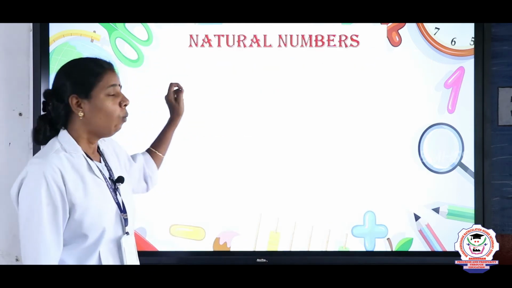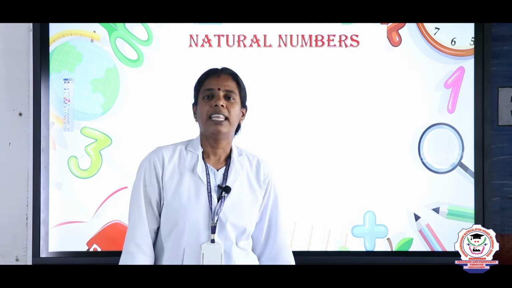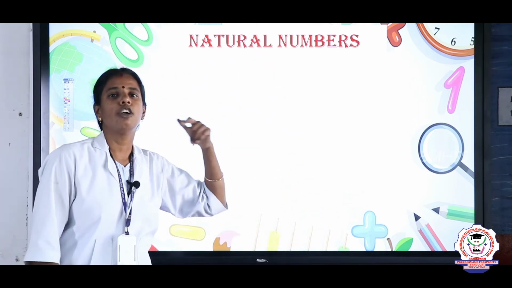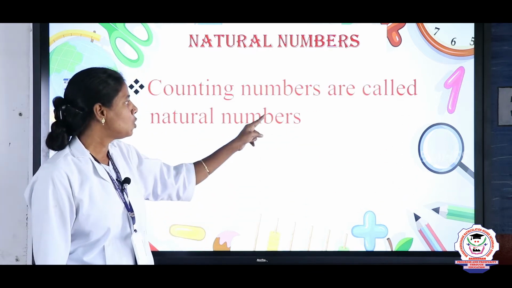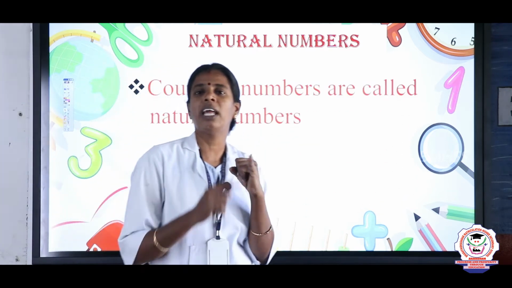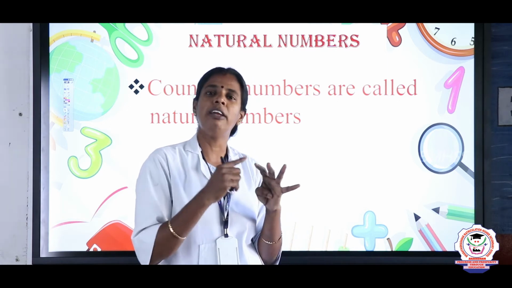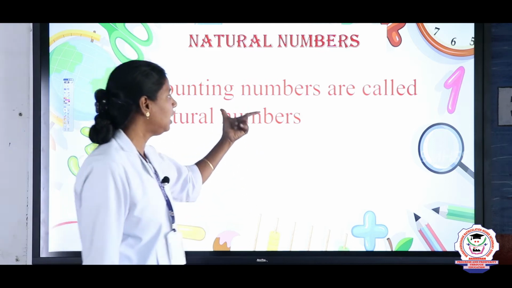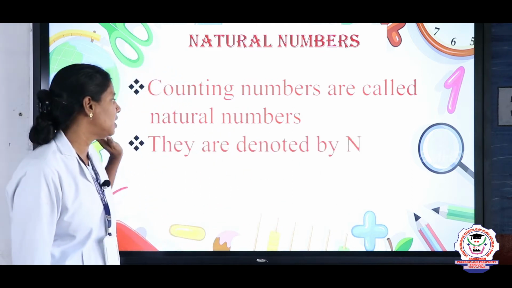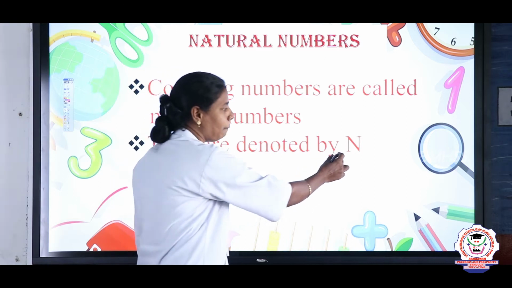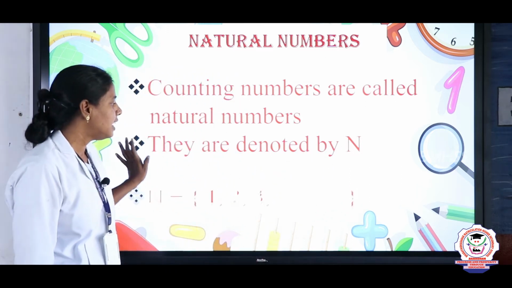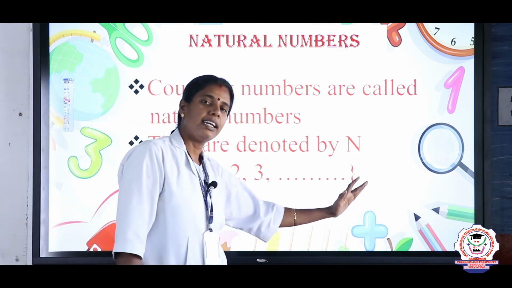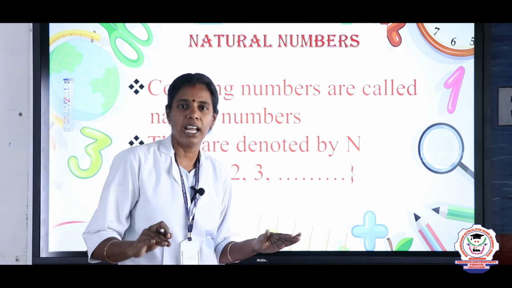And then what are these counting numbers called? There is a name for counting numbers, which is natural numbers. Natural numbers are nothing but 1, 2, 3, 4, 5 and so on. These counting numbers are called natural numbers. They are denoted by capital N. The set of natural numbers is 1, 2, 3 and so on. Natural numbers are countless, right?